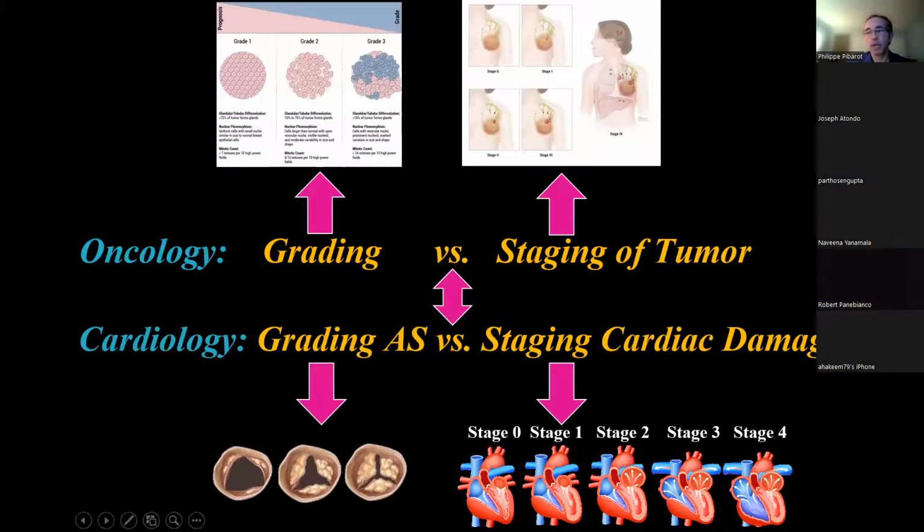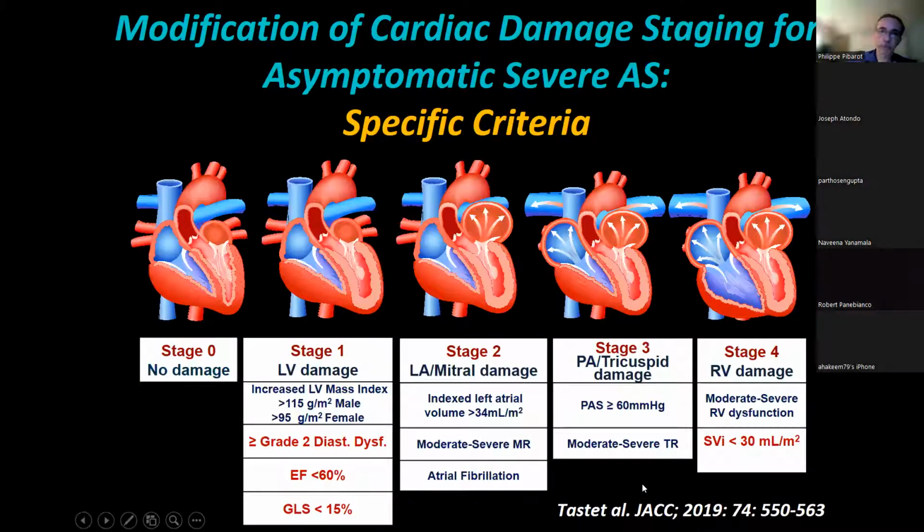And this is where we can use this staging of cardiac damage that we proposed initially with Philippe Généreux in the context of the PARTNER 2 trial, and that we then adapted and applied to this population of asymptomatic severe AS. So this is a very simple classification that is based on several echo parameters and criteria that are used in routine practice and that you have in the guidelines.